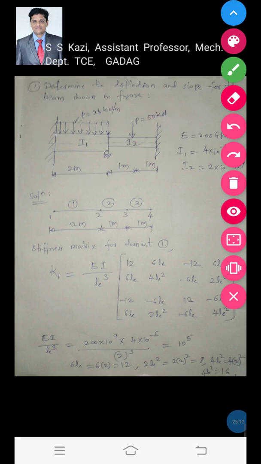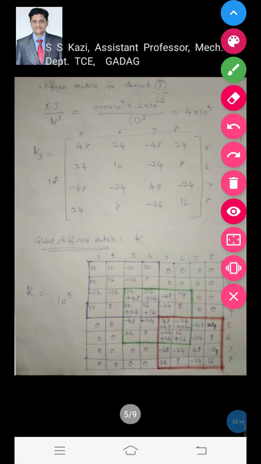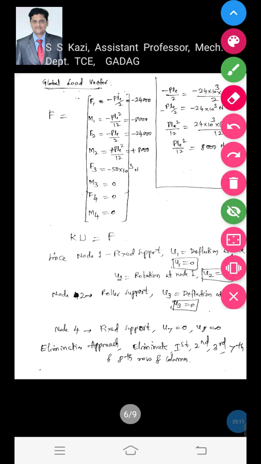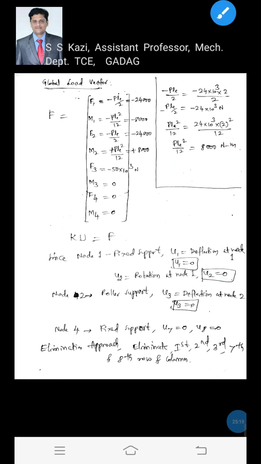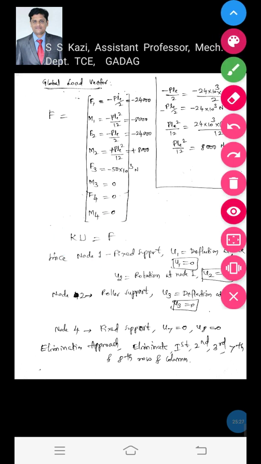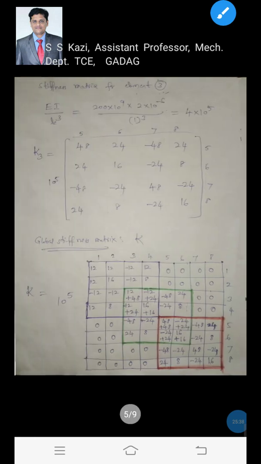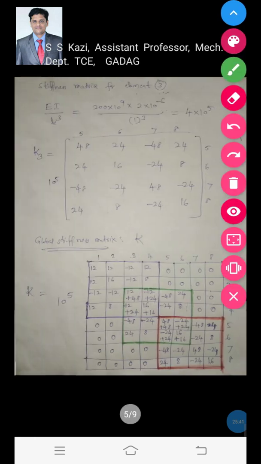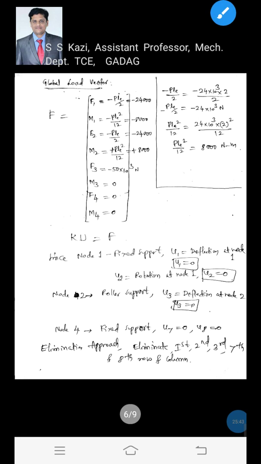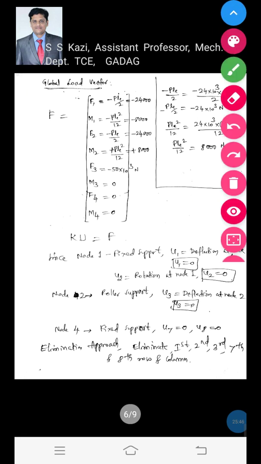Okay, now next, once you find this, you need to generate the global equilibrium equation, that is Ku is equal to F. Now in the global equilibrium equation, write the global stiffness matrix, that is the global stiffness matrix we have found here. This global stiffness matrix you write, and the U matrix you write. What is the U matrix you will get?